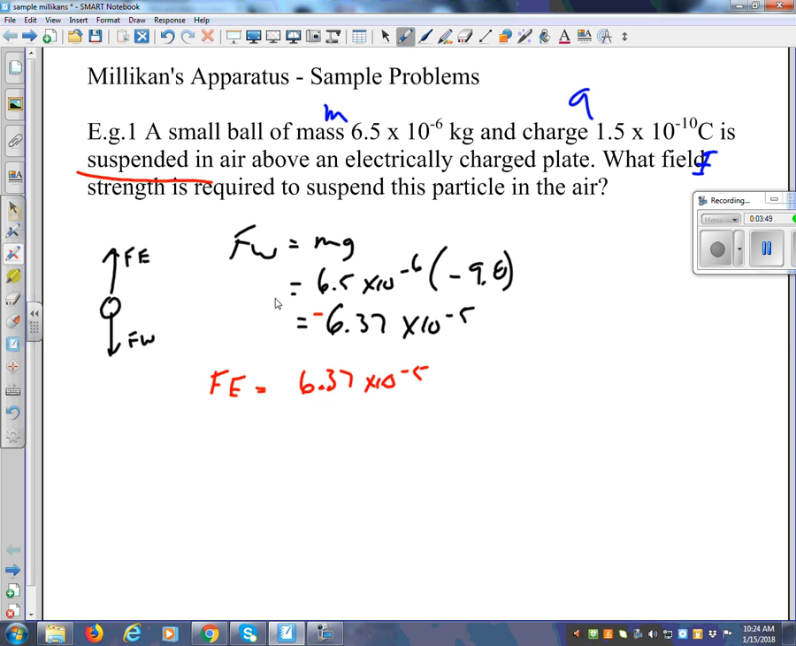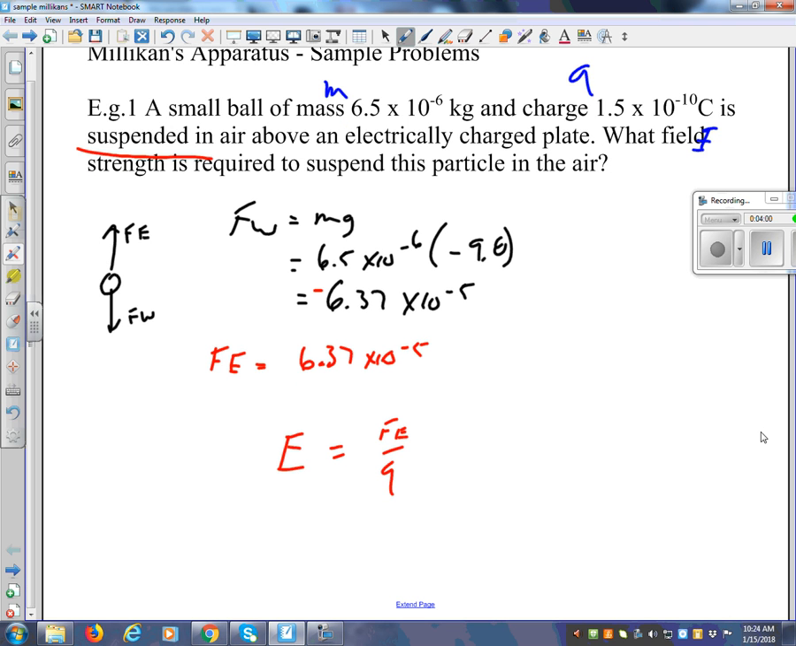And we're asked to find the field strength, E. We did these questions already, right? Yeah. So let's get a little review. E equals F over Q. We're solving for the value of E. So 6.37 times 10 to the minus 5. The charge is 1.5 times 10 to the minus 10.